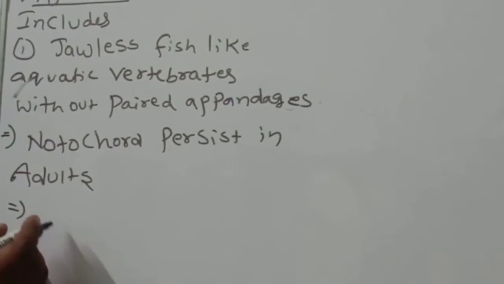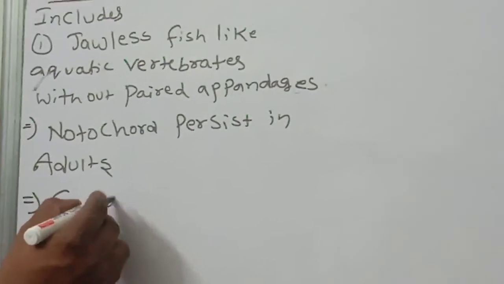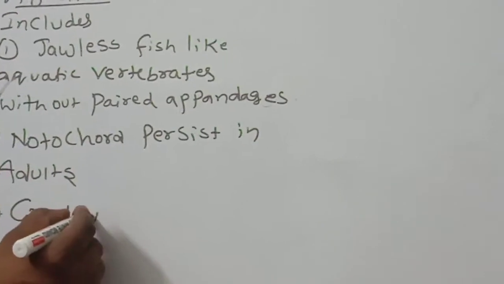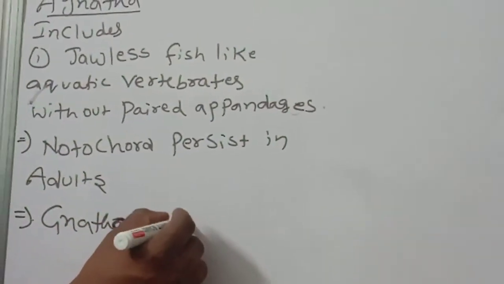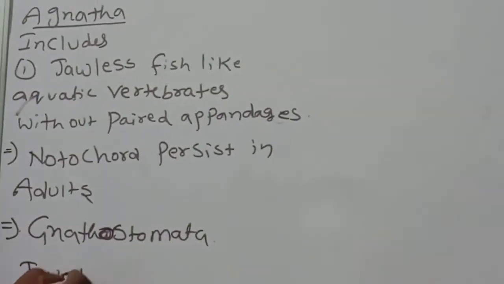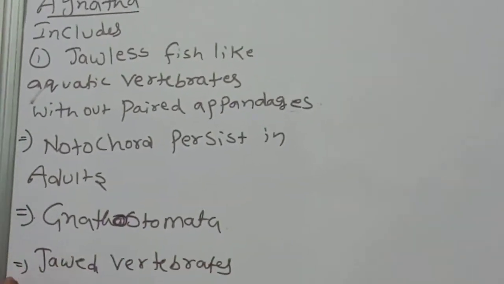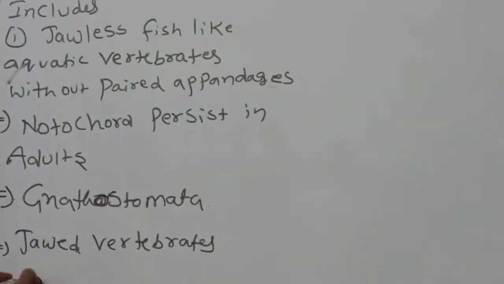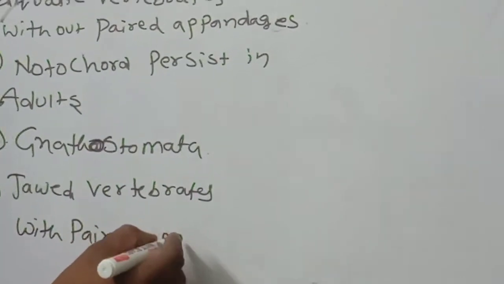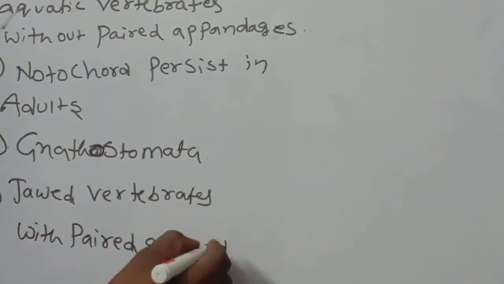And next, Gnathostomata. This point you should remember. Gnathostomata includes jawed vertebrates, which have jaws. Jawed vertebrates with paired appendages. This point you should remember: with paired appendages.